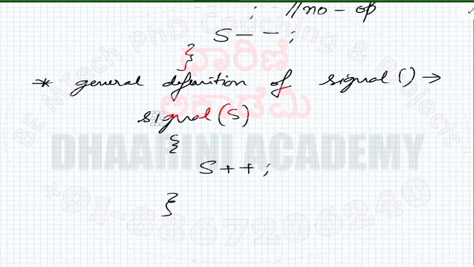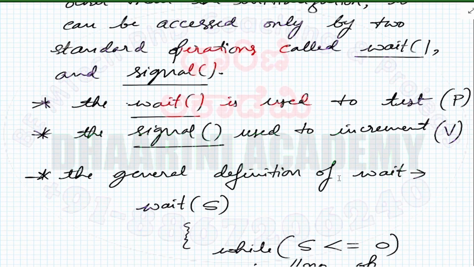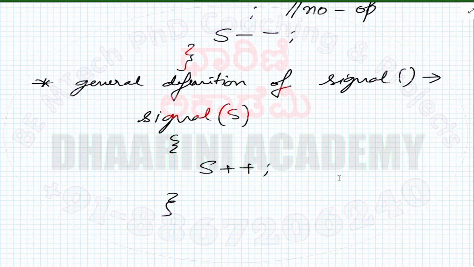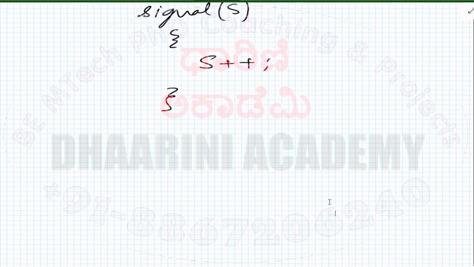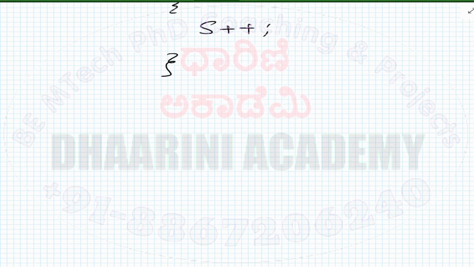The signal is used to increment, so we have to show the increment. That's what is being done here. It's incrementing, and the value of S is being incremented.